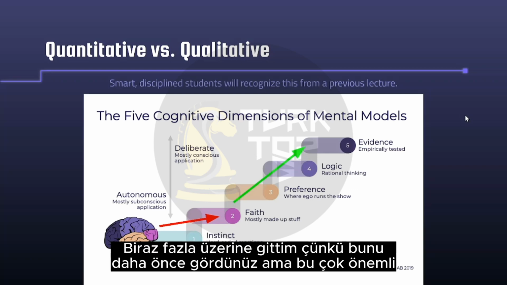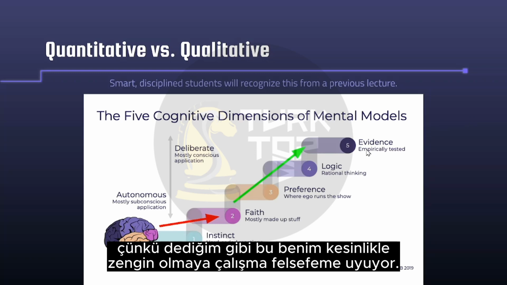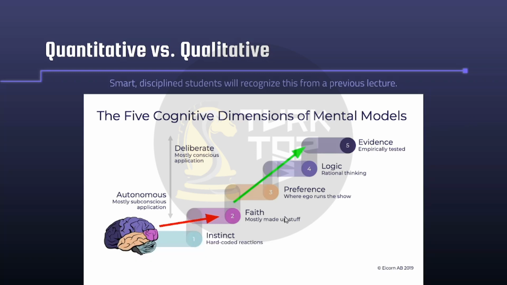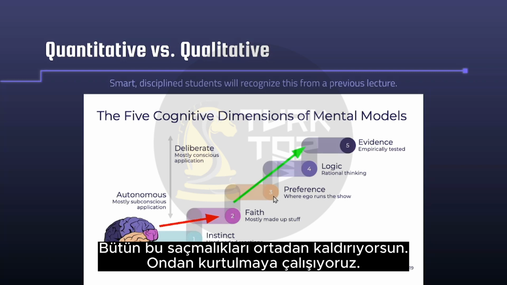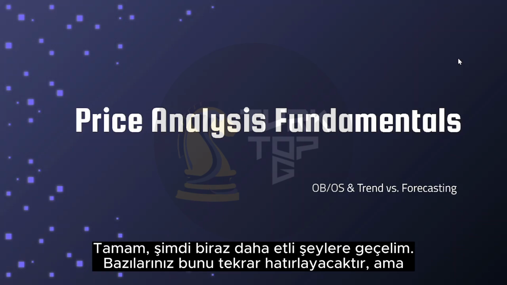I won't harp on it too much because you've already seen this before, but this is critical because, like I said, this fits into my philosophy of trying to get rich for sure. We're trying to engineer and eliminate everything that can't be testable. Eliminate all this bullshit. We're trying to get rid of it. Okay, so let's get into some slightly meatier stuff now.